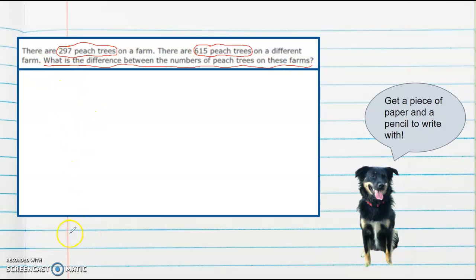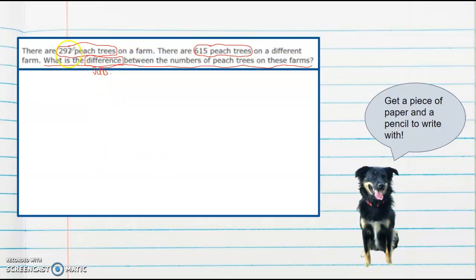And I want you to pause the video here and think about what the keyword is. Remember, the keyword tells us whether we are adding or subtracting. If you guessed that the keyword here is difference, you would be correct. So we're going to put a box around our keyword. And difference tells us that we are going to subtract.